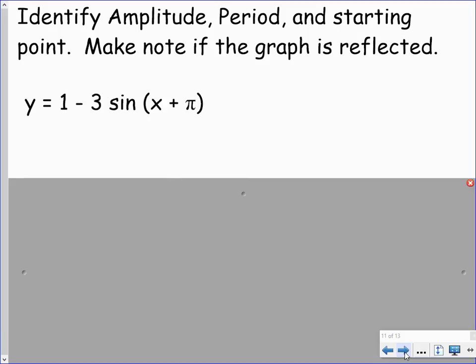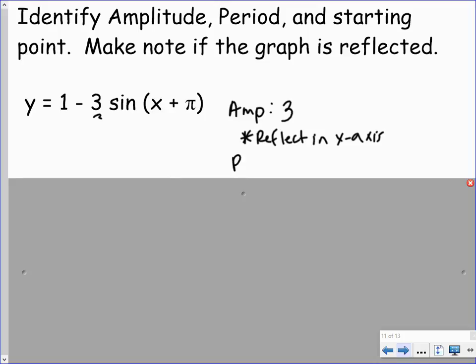Okay, so let's look at one that has a different starting point just really quickly before you leave me. Y equals 1 minus 3 times the sine of x plus pi. Okay, amplitude is what? 3. What else are you going to tell me right when you look at that amplitude? There is a reflection because it has a negative in front. Remember, amplitude is the thing that's always getting multiplied in front of the sine or cosine. So we're looking at the 3 and not necessarily the 1 at the very front of the equation.